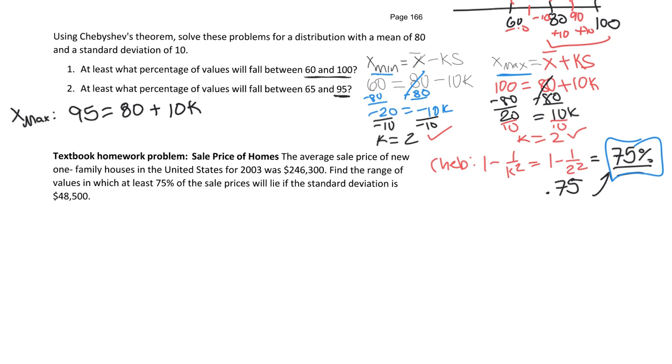All right, so I'm going to subtract 80, which gives me 15 is equal to 10 times k. And then I divide both sides by 10. And I end up with k equals 1.5. And I don't have that one on my table because it's a decimal. So I'm definitely going to use the 1 minus 1 over k squared formula.